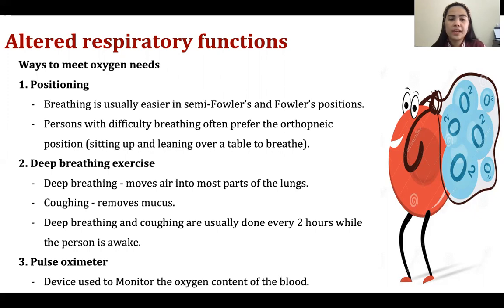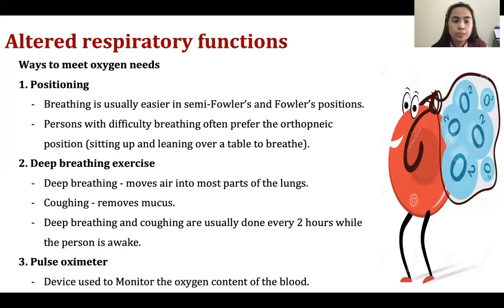Then what are the ways to meet the oxygen needs? So first we have positioning. This we can do as an independent nursing intervention. We don't need any order from the doctor or from the nurses. We can do it alone. So if the patient has difficulty breathing, we can position them as early as possible to help them to breathe well.